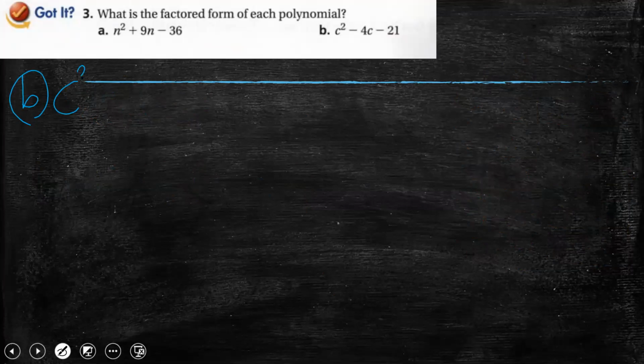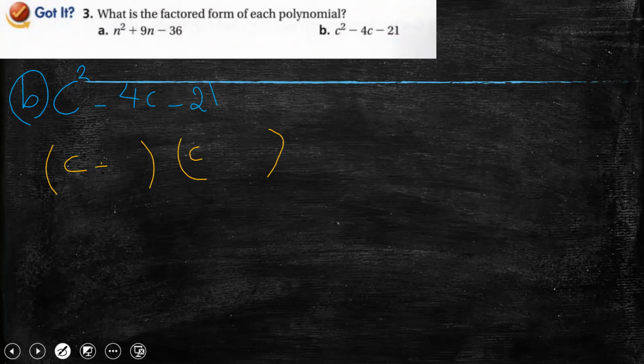C squared minus 4C minus 21. Now, what is the sign of C? It's negative. So I will put two brackets with C and C with different signs. Now I will make a table.